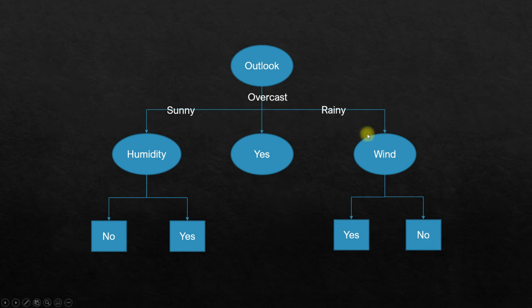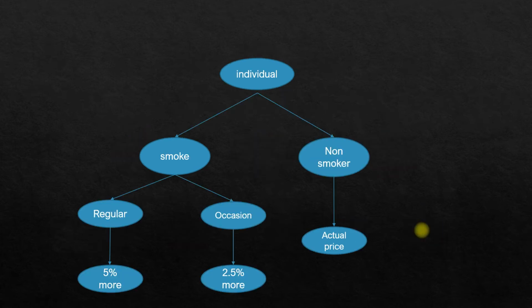And another example is whether the player will play or not under different weather conditions. Like if it is sunny, then humidity decides whether they will play or not. If it is overcast, the player will play the game. If it is rainy, then wind decides whether the player will play or not. Hope you understand now how we can interpret decision trees.